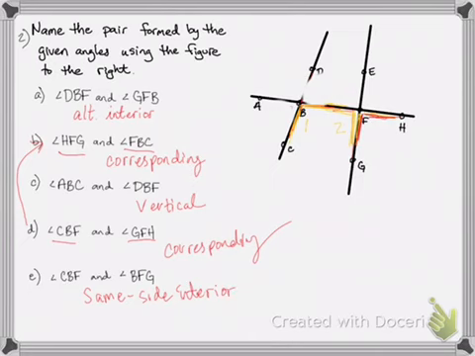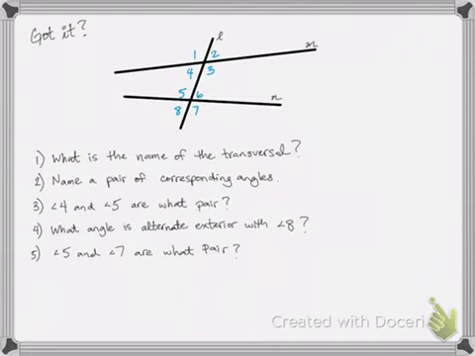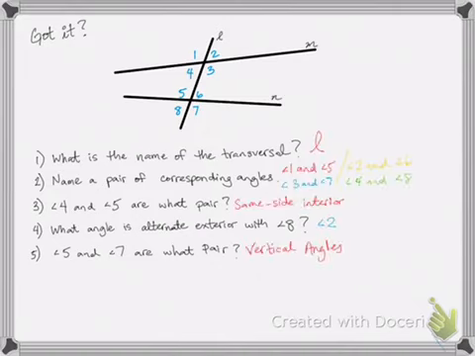Cool. All right. I think that this one is for you to try. So pause it, give this one a go, and then whenever you turn it back on, the answers should magically appear. Boom! Here's the answers. Hope you got them all right. Check them out. If you didn't, I'll explain it. What is the name of the transversal? It's L. It's the one that intersects the other two. Got to be L.